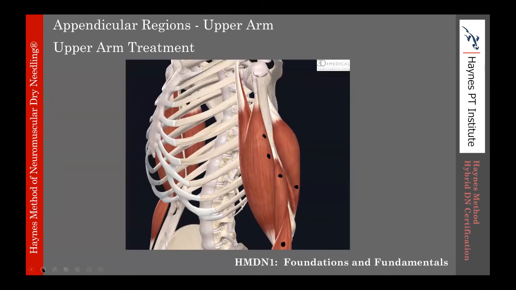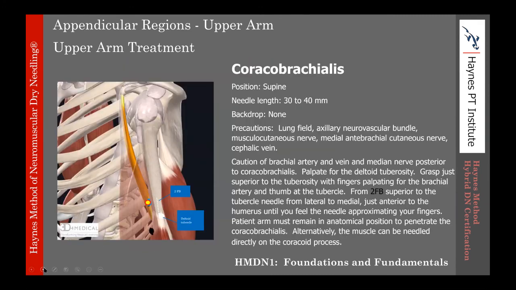And so let's move on to our needle locations. We've got 1, 2, 3, 4, 5 needle placements here. All in this section, we will do these from a lateral approach. These can all be done from different placements, but here in this section, we'll do it from a lateral approach. So we'll start first with coracobrachialis.